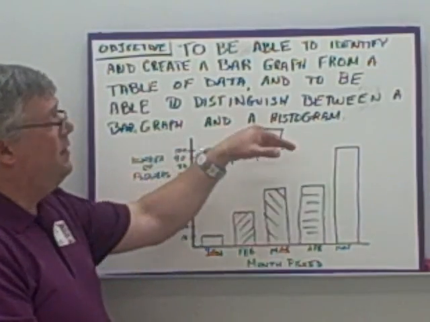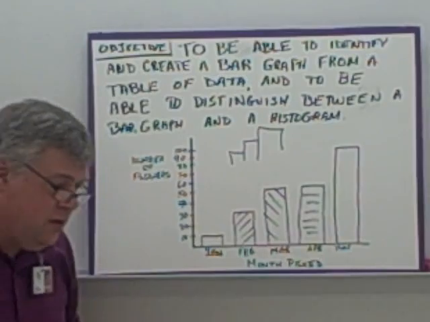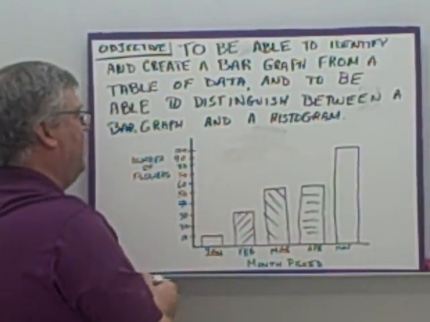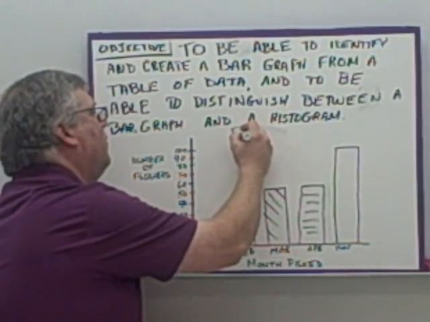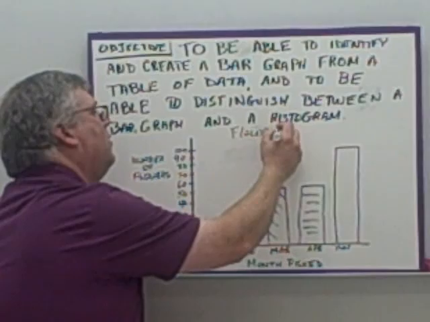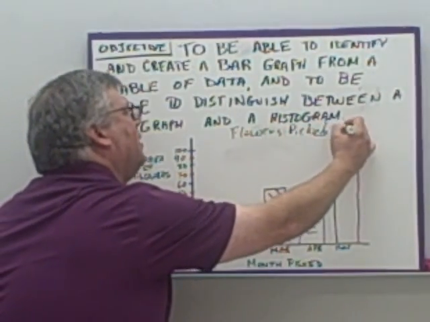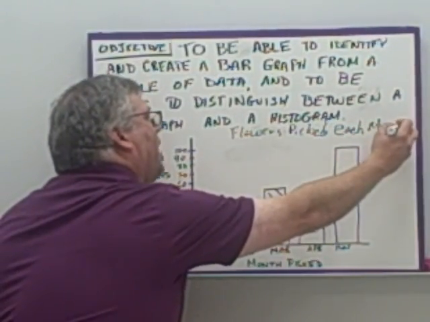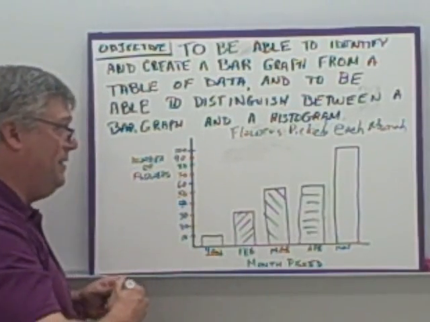And there should be a title at the top. Well, let's think of a good title for this one. We're talking about flowers picked in a month. So, flowers picked each month. Many times the title will have something to do with the x and y axis.